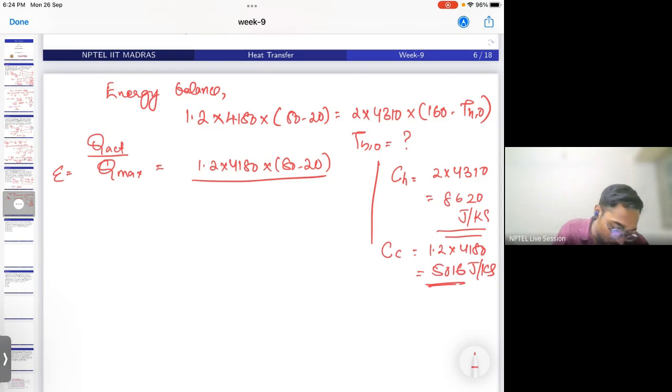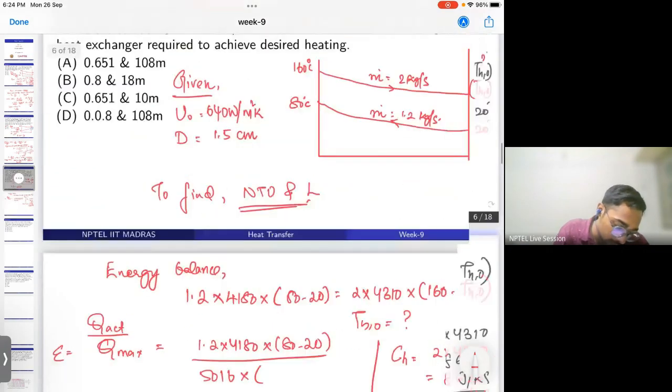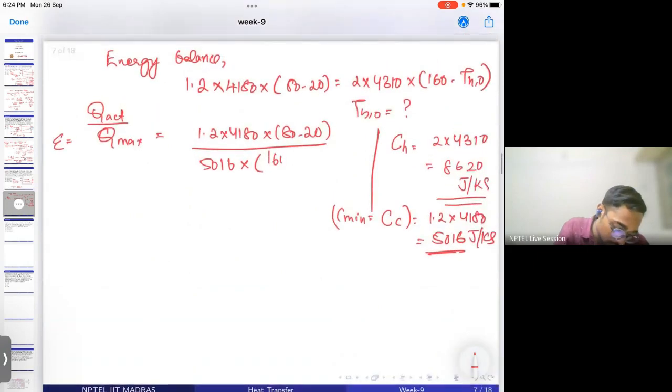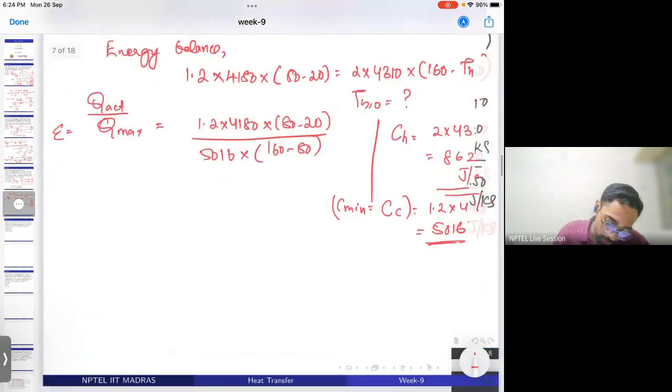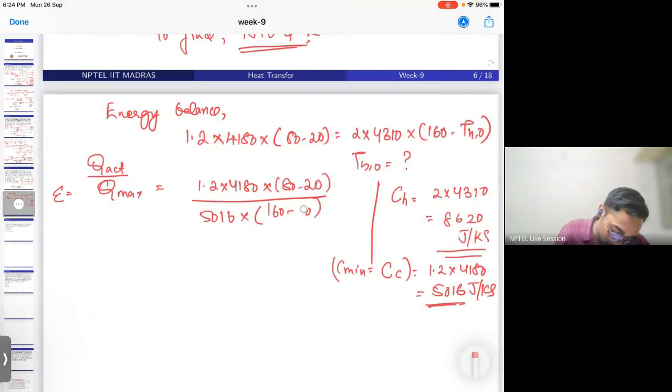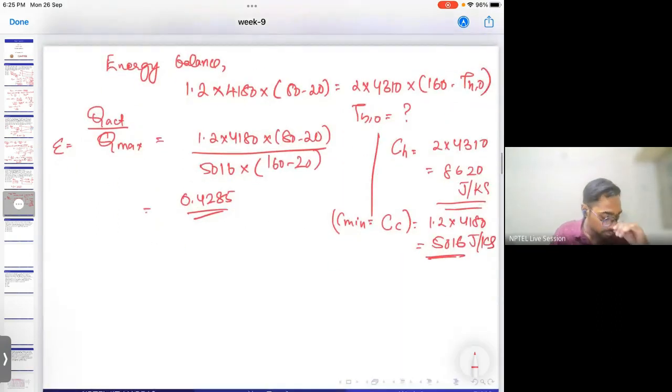So the Q actual divided by C min, this is C min, 5016 into THI minus TCI, that is 160 minus 20. So if you find this out, you will get the effectiveness as around 0.4285. Okay, this is the effectiveness value.